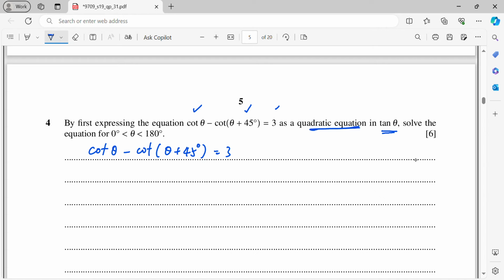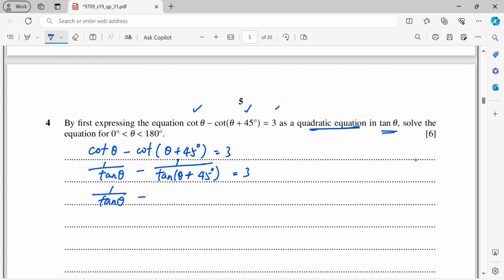We know that cotangent theta is 1 over tangent theta. So I change to tangent theta first. Now, cotangent of theta plus 45 degrees, it will be 1 over tangent of theta plus 45 degrees. That is 3. Okay. Now, for the first term, I will rewrite.